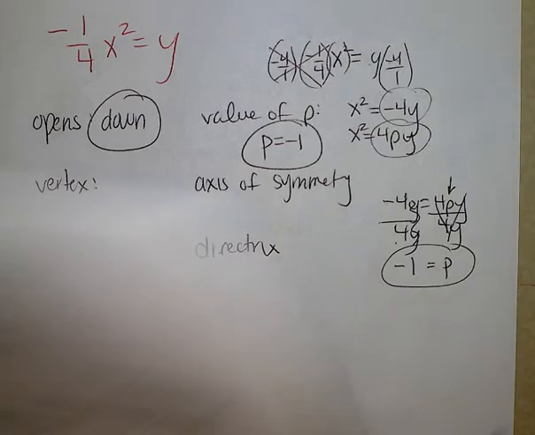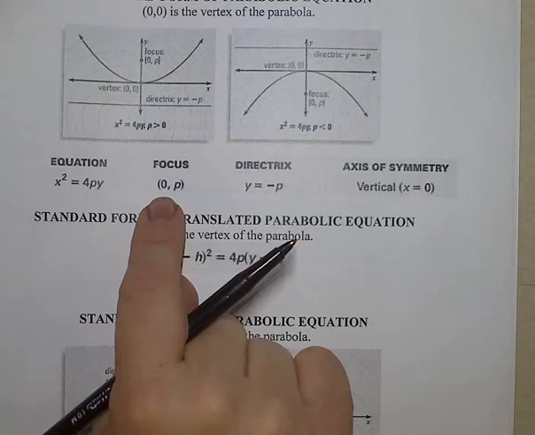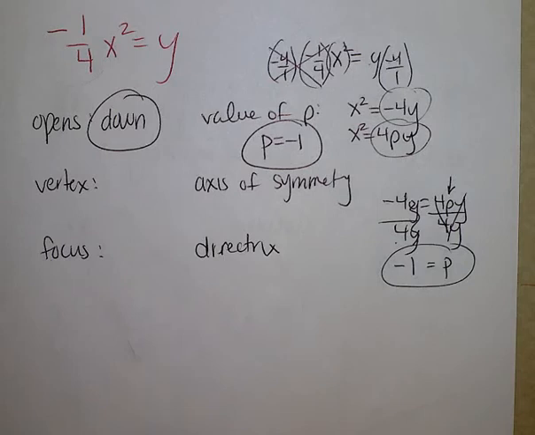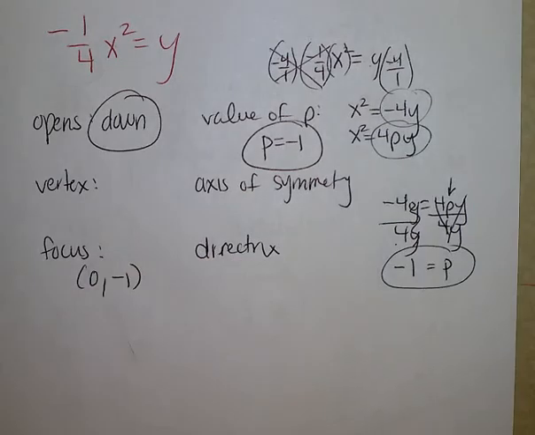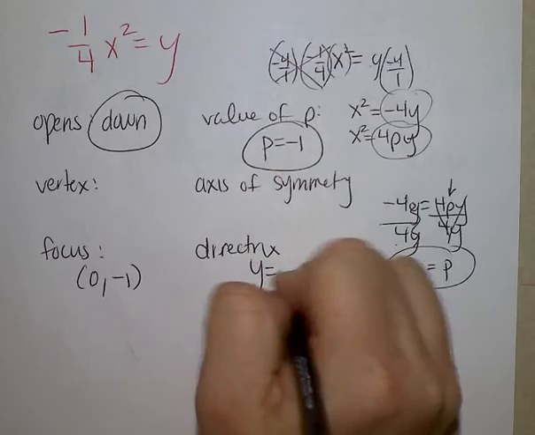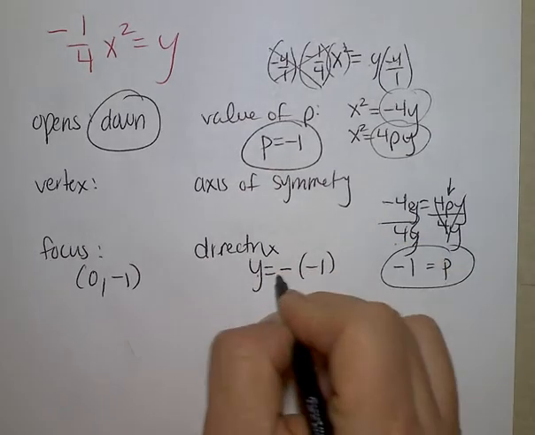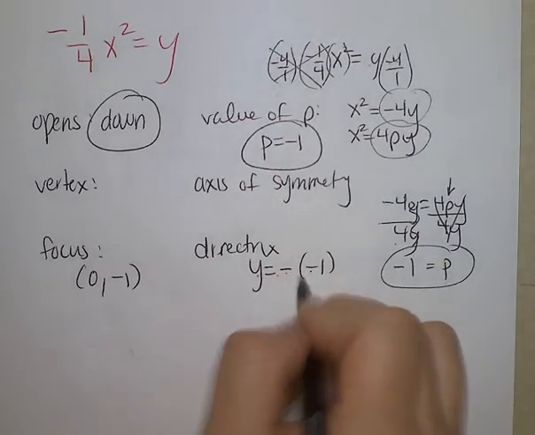Alright, so we're going to go back here. The focus is 0, p. So where you see focus, instead of writing 0, p, we're going to write 0, negative 1. The directrix is y equals negative p. Two negatives make a positive.